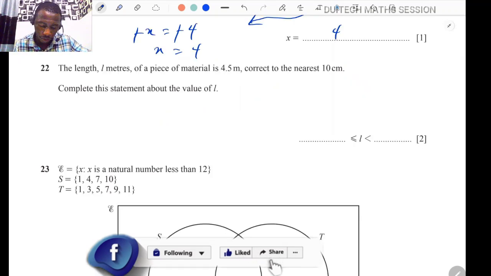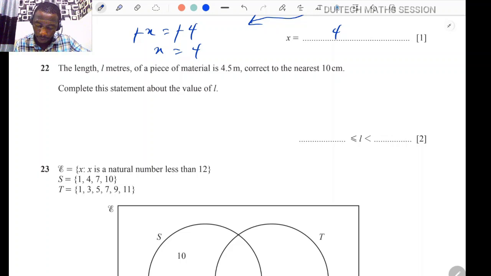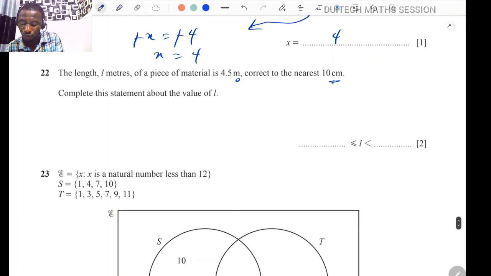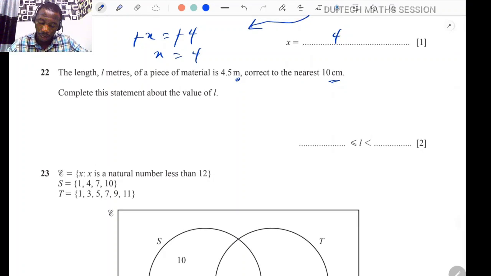Okay, question 22 says the length L meters of a piece of material is 4.5 meters correct to the nearest cent. We notice that we have meters here and we have 10 centimeters. So we have to convert this centimeter to meter at least to start, because the length of the measurement is in meters. We have to convert this to meters before we can do any work there. What we know already is that 1 meter is the same thing as 100 centimeters.